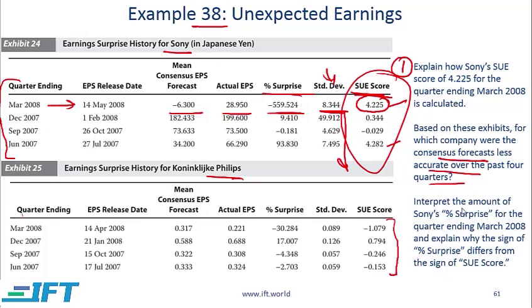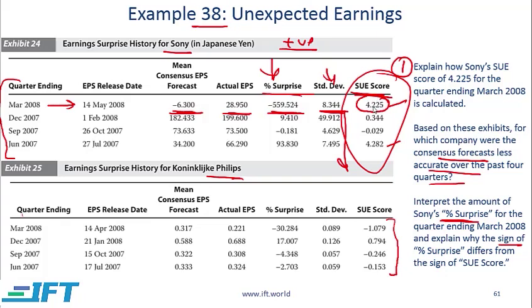The next question is, interpret the amounts of the percent surprise and why are the signs different over here? Why do we have a minus for percent surprise whereas a positive for the score? This has to do with the definition of percent surprise. Percent surprise is the surprise divided by the forecasted EPS. The surprise itself is positive because the actual EPS is much greater than the forecasted number. So how do you calculate this surprise? It is the actual surprise, a positive number, divided by the forecast, which was a negative number. That's why the percent surprise is negative.